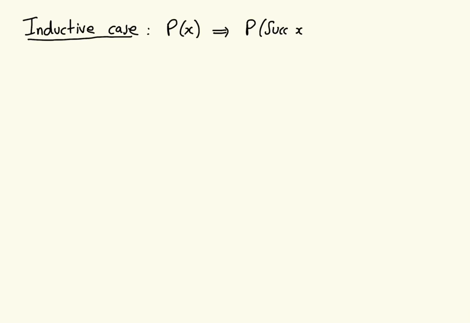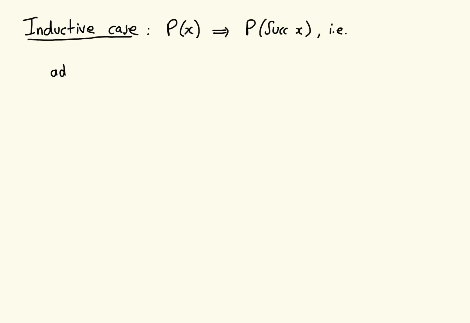So to complete the proof, we need to do the inductive case now. What we need to show is that if the property P is true for any natural number x, then it's also true for the successor of x. As usual, we can spell out what this actually means. And this time around, we need to write quite a lot of stuff down to do this, so I need to make sure I leave enough space.